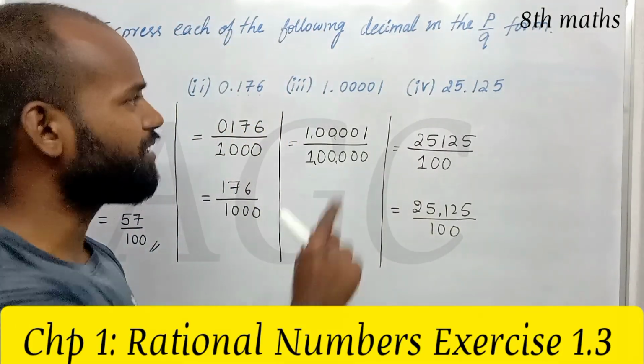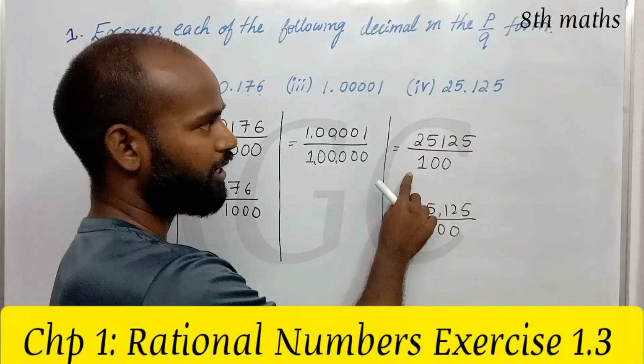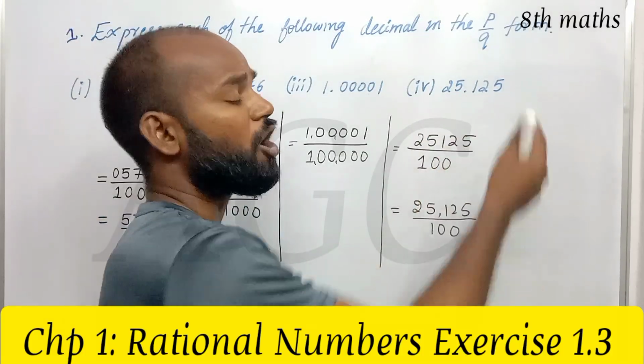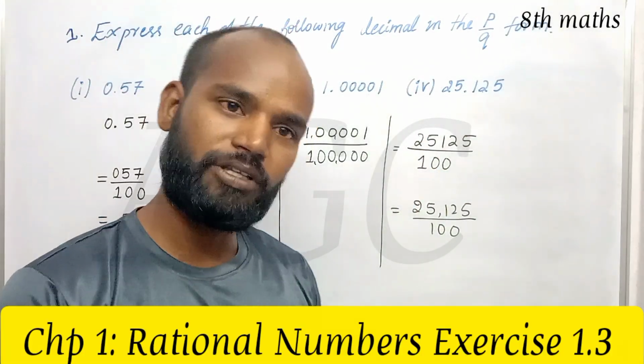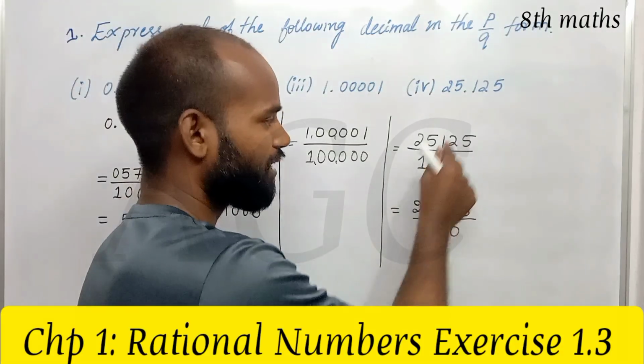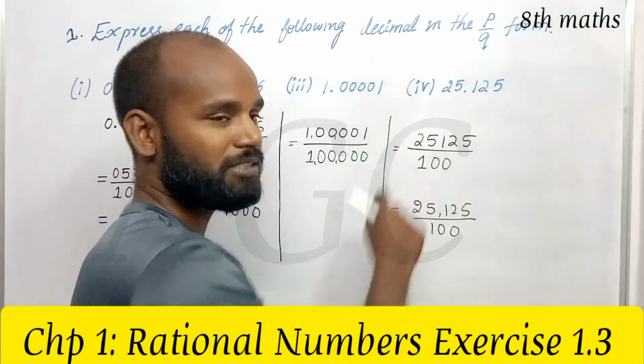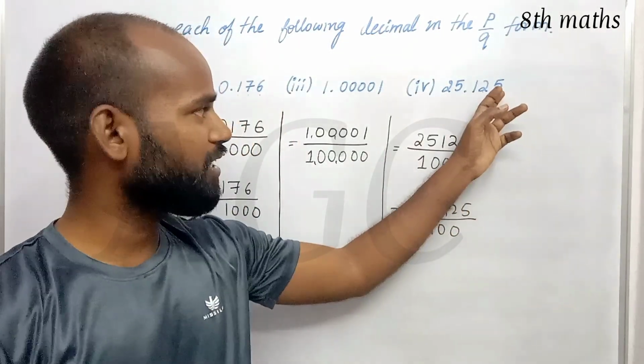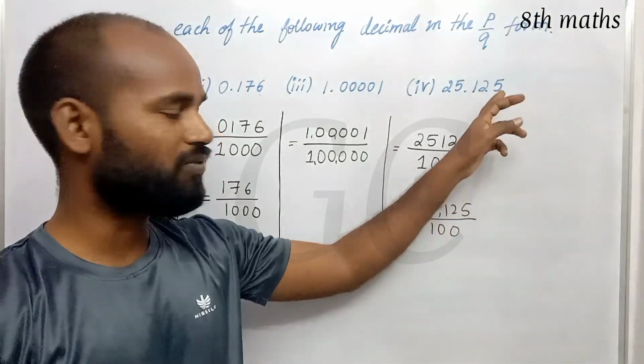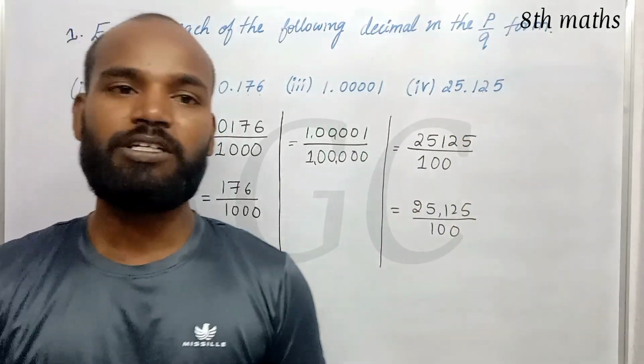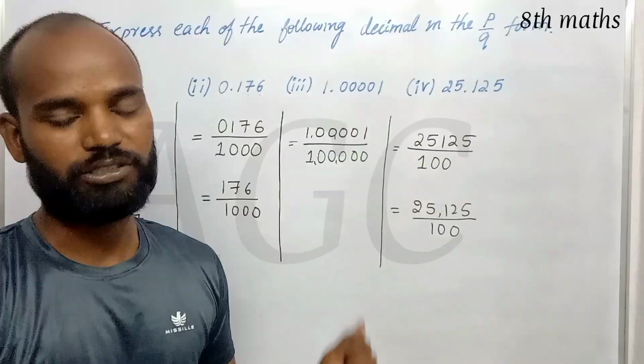Just remember one trick. For the point, you should write 1. After the point, how many digits will be there? Count them and write as many zeros as there are digits. If there are 5 digits, write 5 zeros. Enough. So this is about the first question.